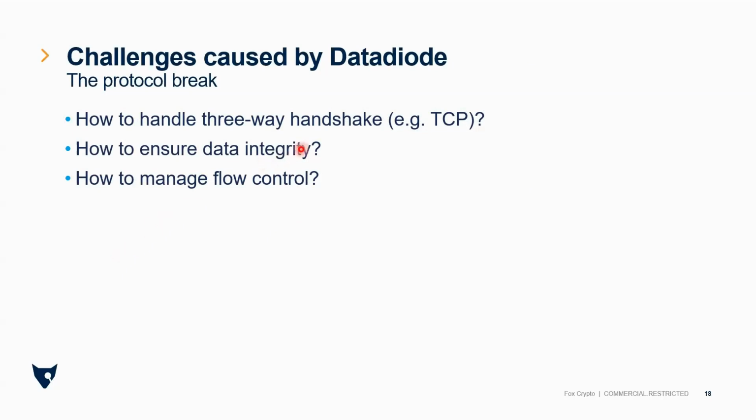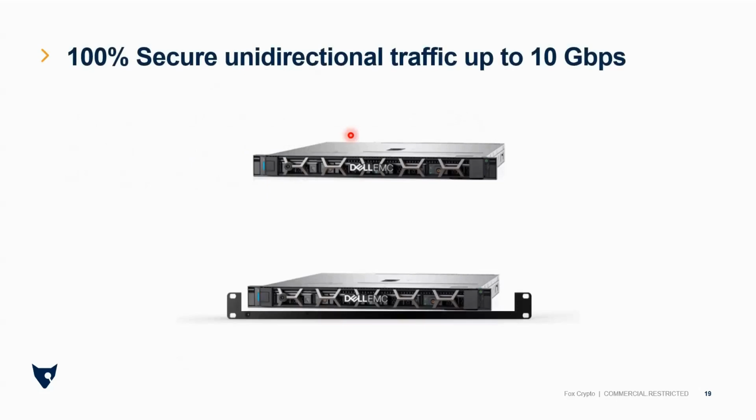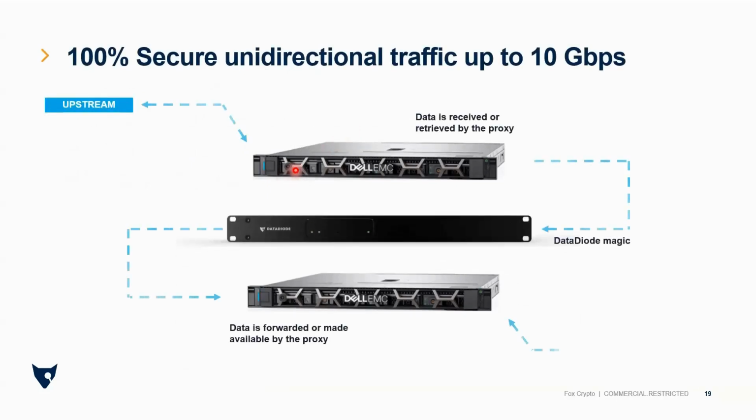Things like this, the handshake in the TCP protocol, it won't work because there's no data coming back. How do you ensure data integrity? How do you know that the data that arrived in the red network is what was sent from the black network, that it's okay? How do you manage the flow control? Those are things that we solve by introducing proxy servers.